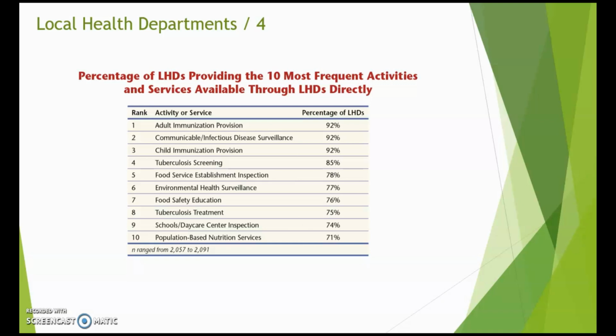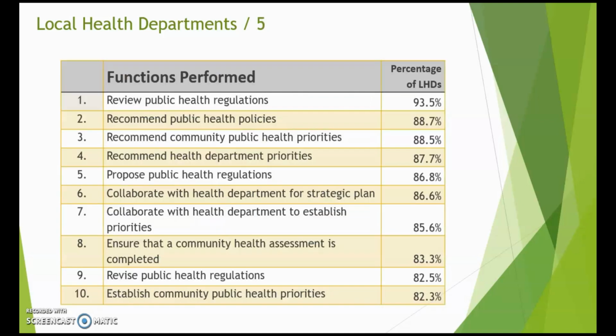Tuberculosis screening, food service establishment inspection, environmental health surveillance, food safety education, tuberculosis treatment, schools daycare center inspection, and finally, top 10, population-based nutrition services. So you can see each of these areas focuses on what we've been discussing throughout the semester, right? You have infection control, you have immunization, you have nutrition elements, you have specific pathologies and pandemic elements, you have public health and environmental health, you have lifespan developmental components, child immunization, etc., etc.